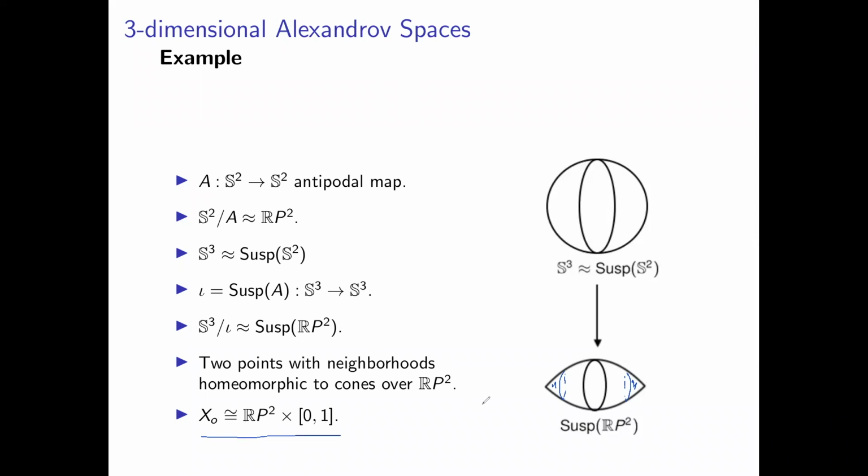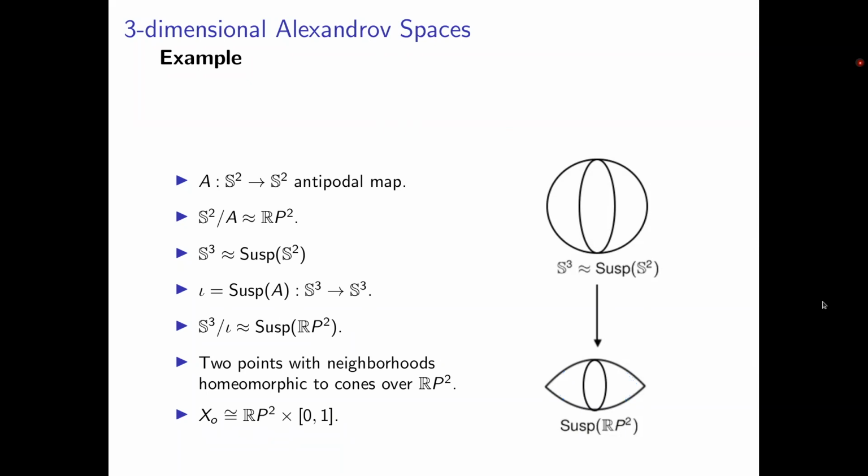And then conversely, if you start with RP2 cross [0,1], you can glue in these cones, and then you obtain the suspension of RP2. So this is another way of thinking: you take a 3-manifold with finitely many RP2 boundary components, and then you glue in cones over RP2, and that's the general structure of a non-manifold Alexandrov space in dimension 3.